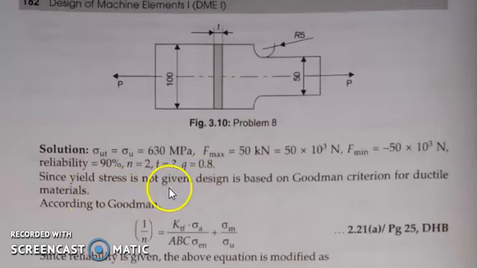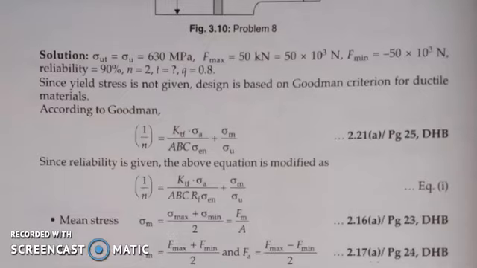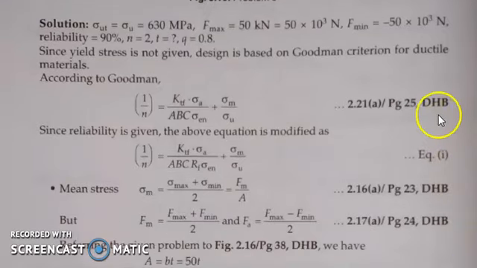Since the yield stress is not given, design is based on Goodman criterion for ductile material. So, we already studied that if there is no yield stress, it is not connected with Soderberg equation. So, it is directly connected with Goodman criterion. So, we have to take the equation for Goodman from the data book, page number 25. Equation number 2.21a, that is 1 by n is equal to KTF into sigma A divided by A B C into sigma En plus sigma M by sigma U.